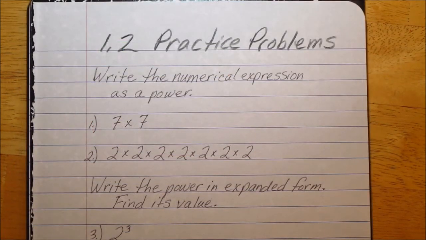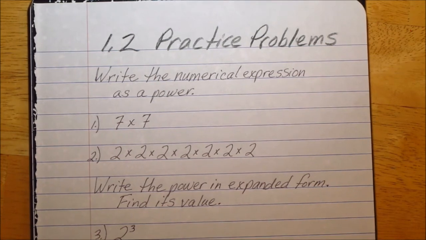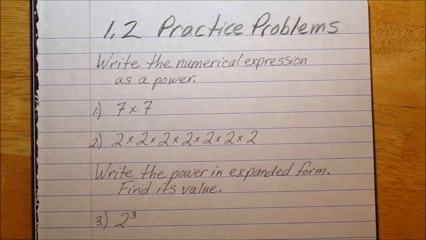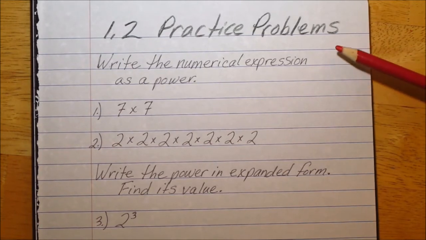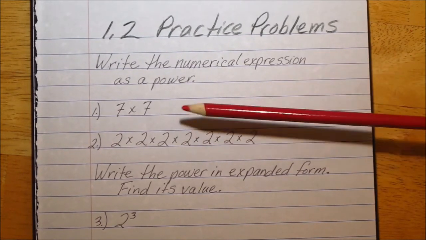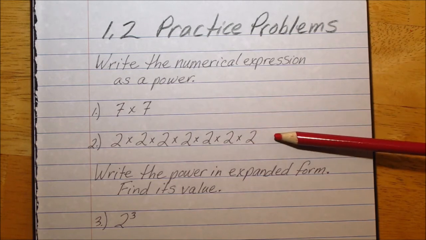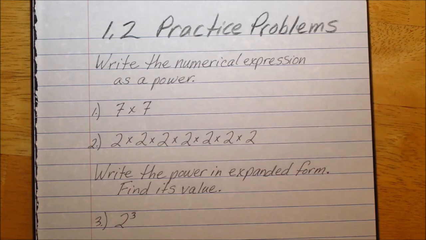Okay, so these are the practice problems for lesson 1.2. It looks like a lot. I've got 6 different problems here, but as I hope you could tell from when we did our notes, these problems go really fast, so it's pretty quick practice. Take a look at what you see here. For the first 2, I want you to write the numerical expression as a power. So look at this and write what the power would be. That's your base and your exponent together.